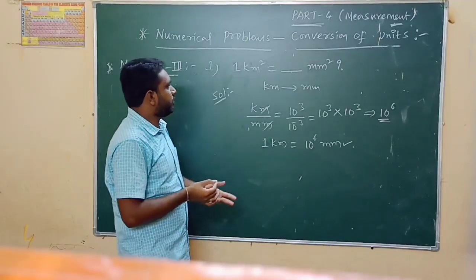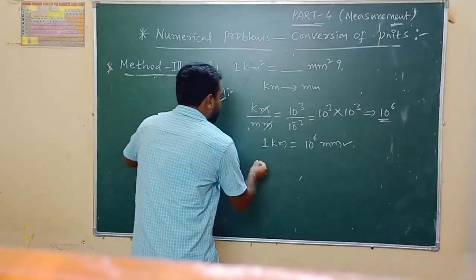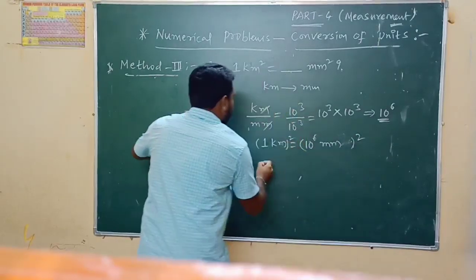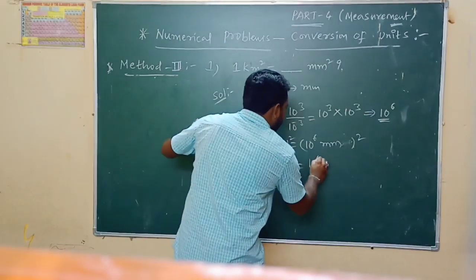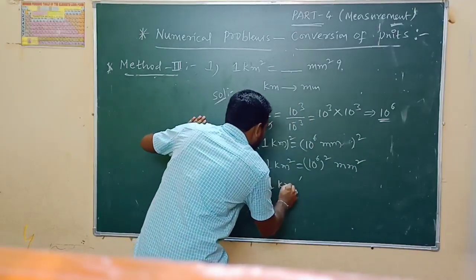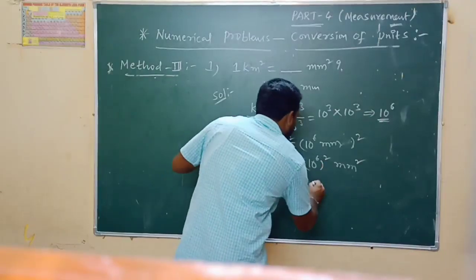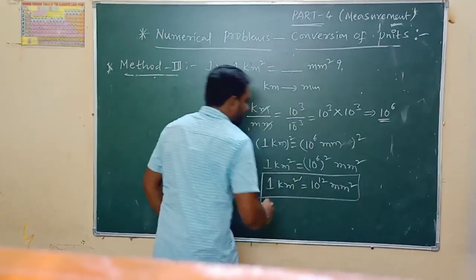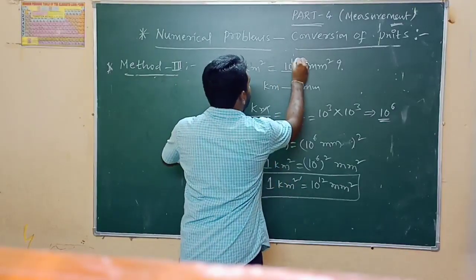Next, we don't need this as a single unit. We need kilometer square and millimeter square. For that, we have to square both sides. So 1 kilometer square equals 10 to the power of 6, whole squared, separately, millimeter square. Power of a power, we need to multiply: 6 times 2 is 12, so 10 to the power of 12 millimeter square. So finally we got the answer: 1 kilometer square equals 10 to the power of 12 millimeter square.